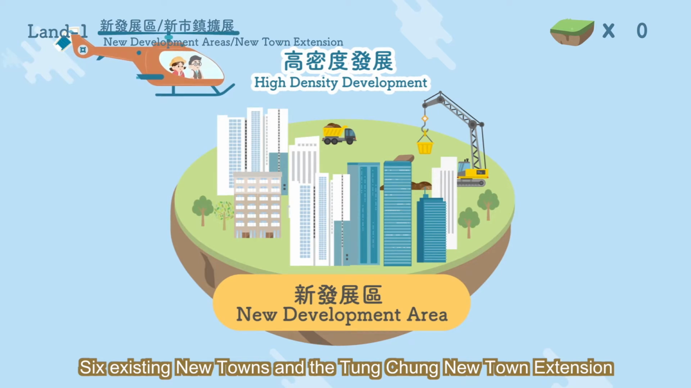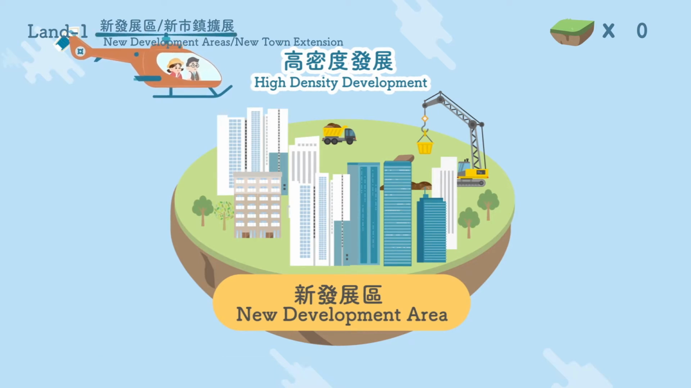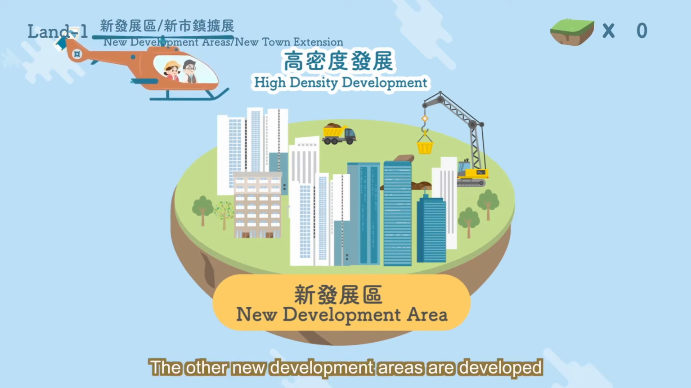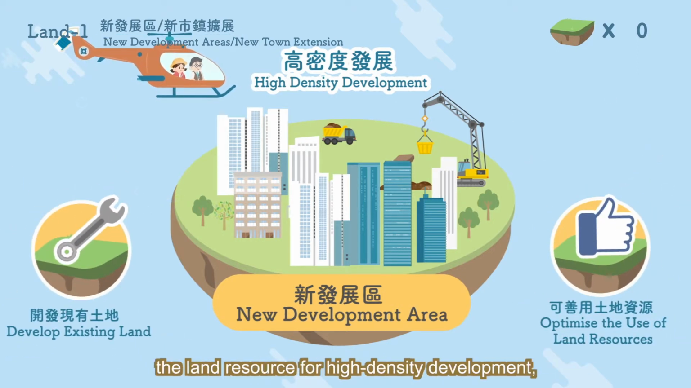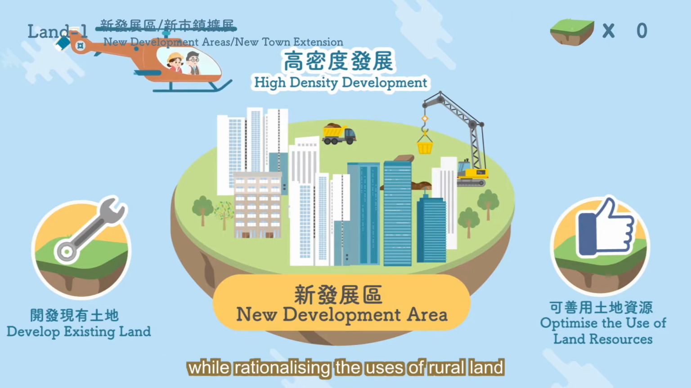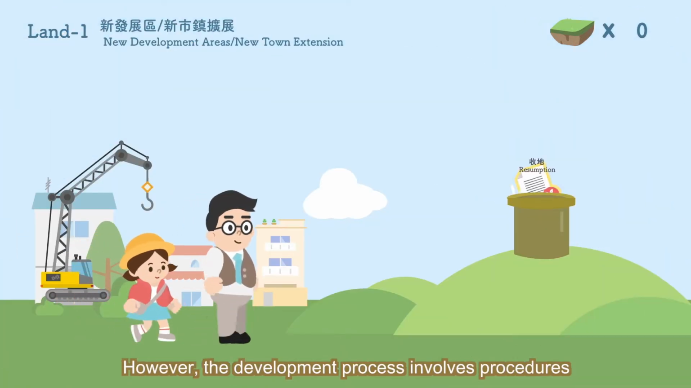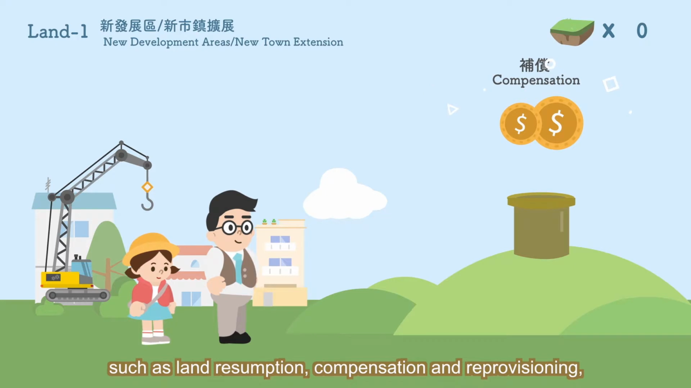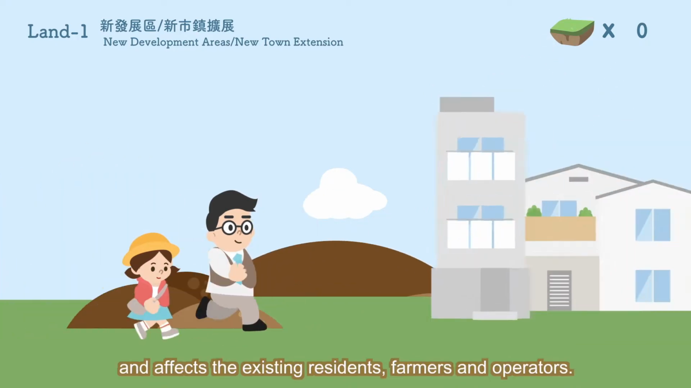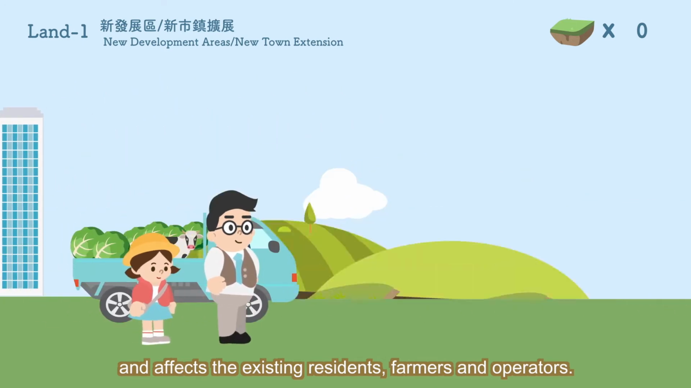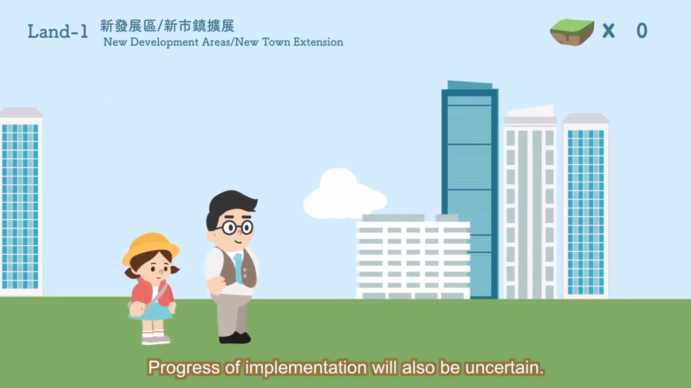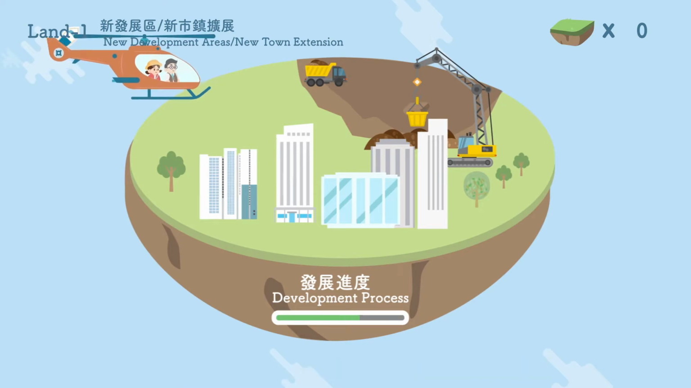6 existing new towns and the Tung Chung New Town Extension are developed through reclamations. The other new development areas are developed by using existing land to optimize land resources for high-density development, while rationalizing the uses of rural land through the development of new towns. However, the development process involves procedures such as land resumption, compensation, and reprovisioning, and affects the existing residents, farmers, and operators. Progress of implementation will also be uncertain.